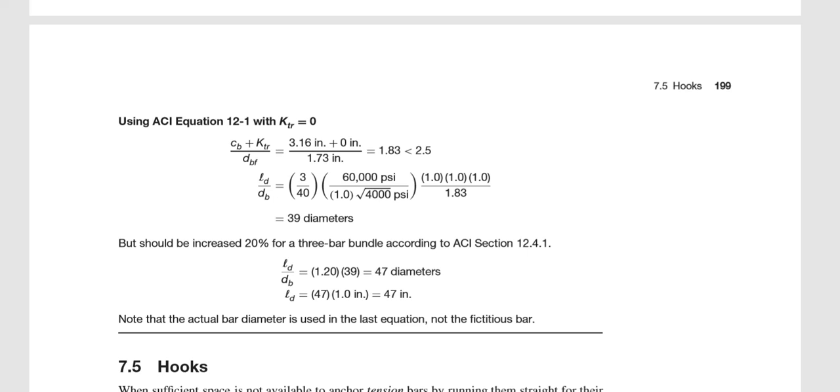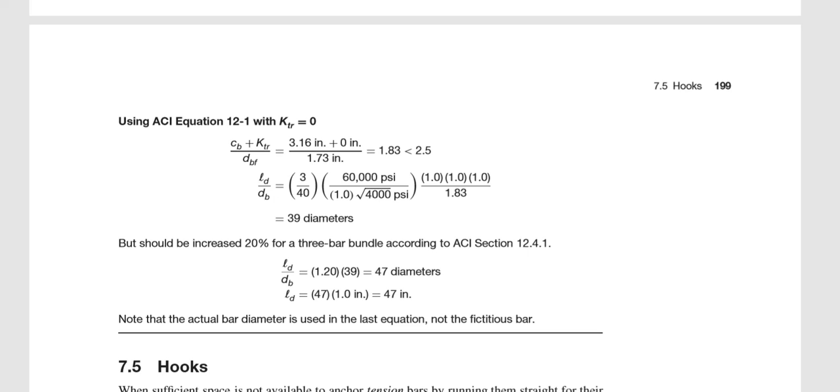Something to remember is CB is calculated based on a fictitious diameter, and in this portion the dBF is the diameter of the fictitious bar. Now, so the example is completed.